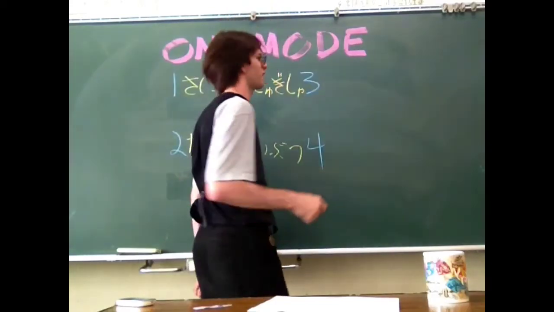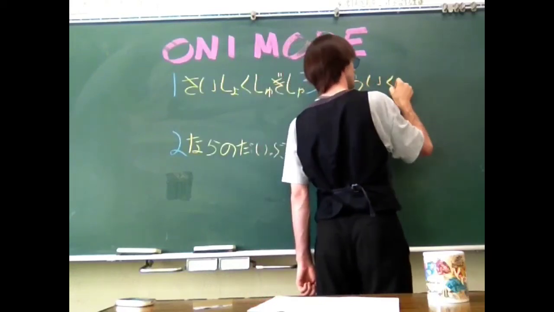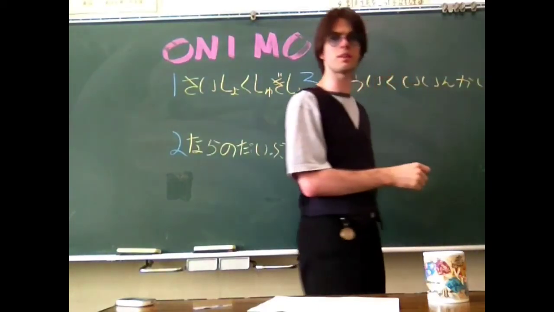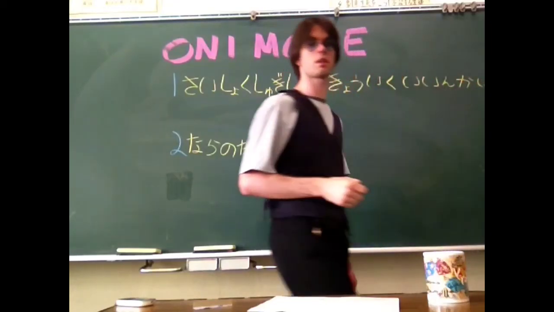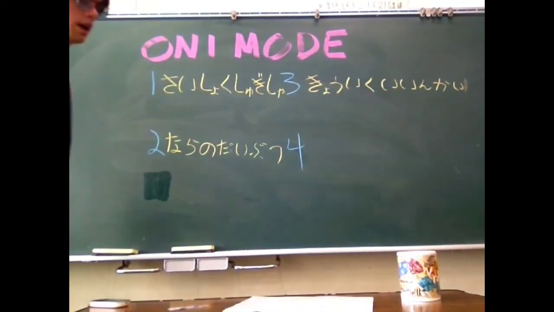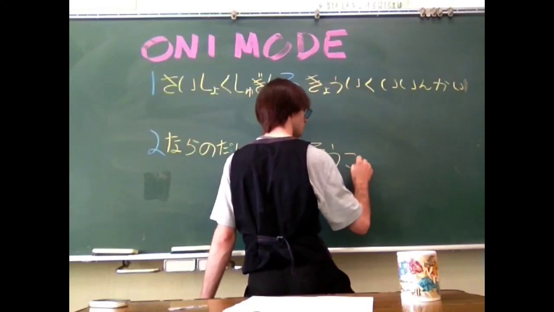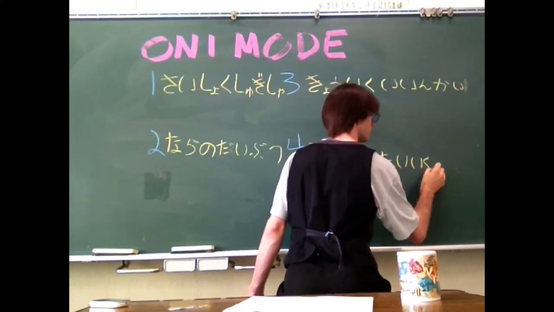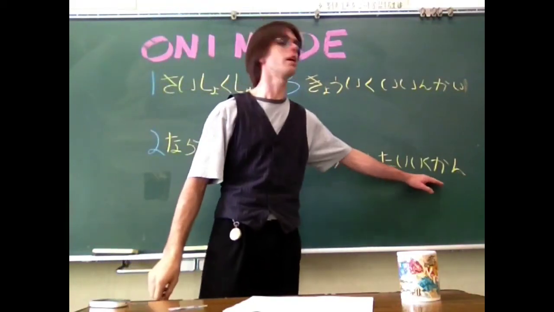Number 3, 教育委員会. きょう、い、く、い、か、い. Can you even see that? Just barely. This last one over here is an E. You can barely see that. Let's just do that so you can. And number 4 was 総合体育館. そう、ご、た、い、く、か、ん.